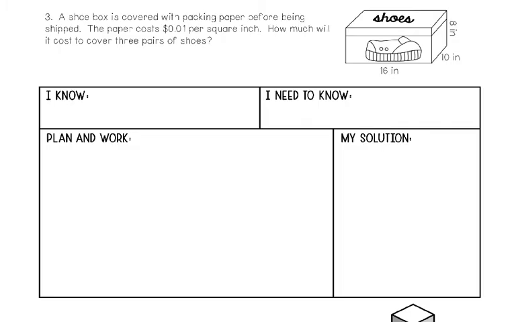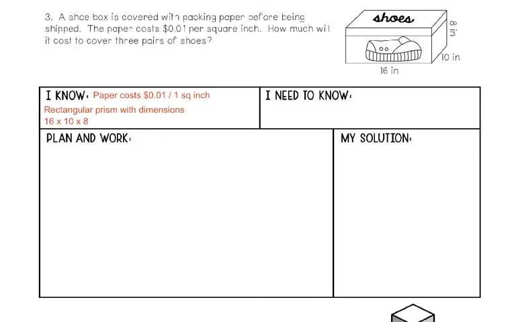When you ship it, it costs 1 cent or $0.01. Remember, that's 1/100th, so 1 cent per square inch. Again, square inches is another clue. This is a problem about area. How much will it cost to cover 3 pairs of shoes? So take a second, pause the video, and write down everything you know about this problem from the picture and from the word problem into this I know box. Press play when you're ready to check.